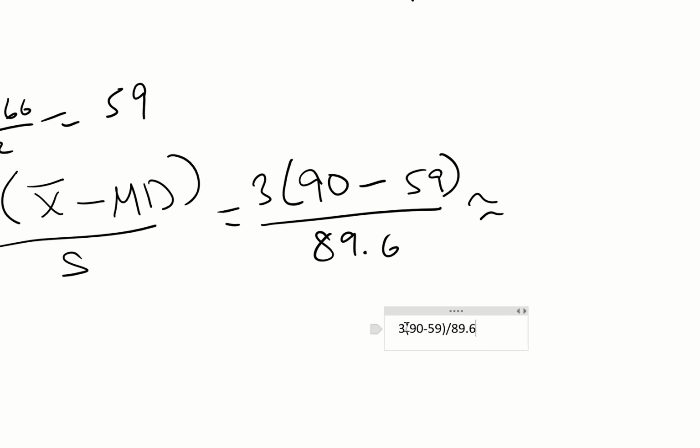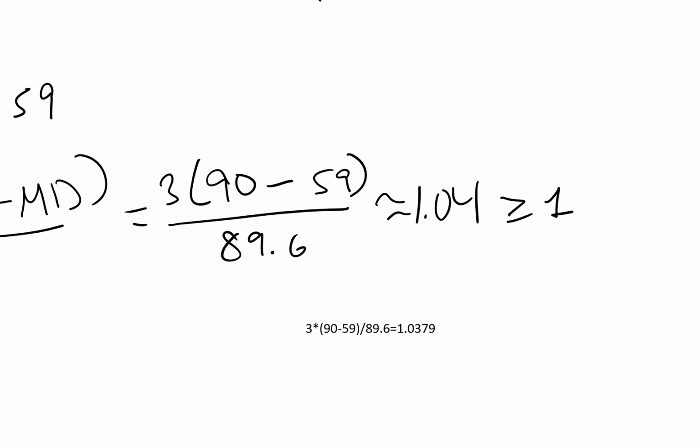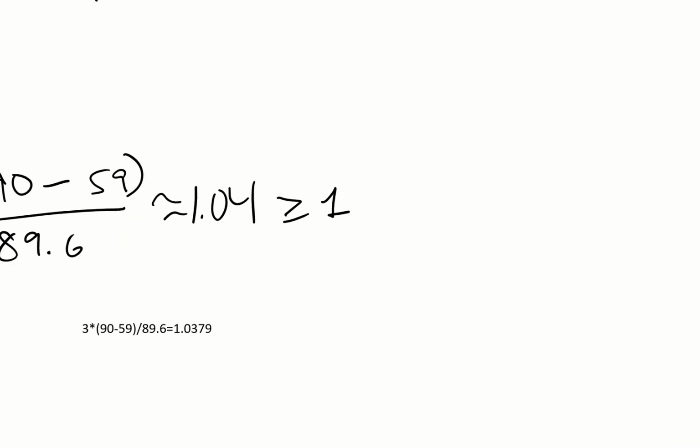So if I need to put a times here. Let's see if that works. Okay, there you go. So we got 1.04. So that is greater than or equal to 1, which means that it's significantly skewed to the right. Okay, so that means it's significantly skewed right.